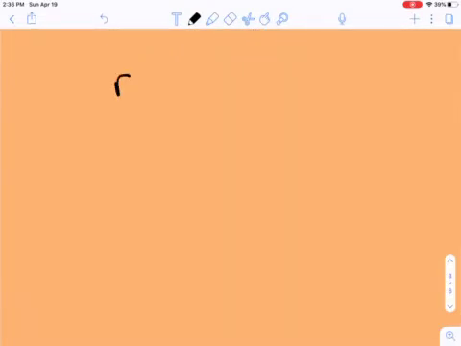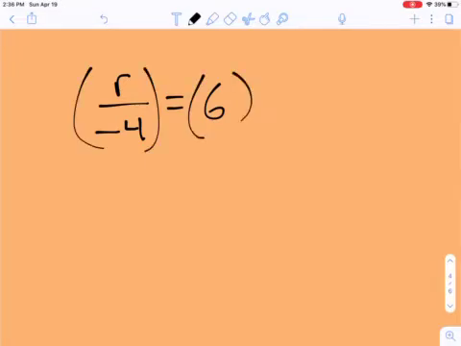We have r divided by negative 4 is equal to 6. So same thing, it involves a negative, but don't let that throw you. We look at what's being done. Well, r is being divided by negative 4 on this side, so we are going to do the opposite. We are going to multiply not by 4, but by negative 4. And then we're going to do the same thing over here. We're going to multiply by negative 4. So our negative 4's cancel over here.